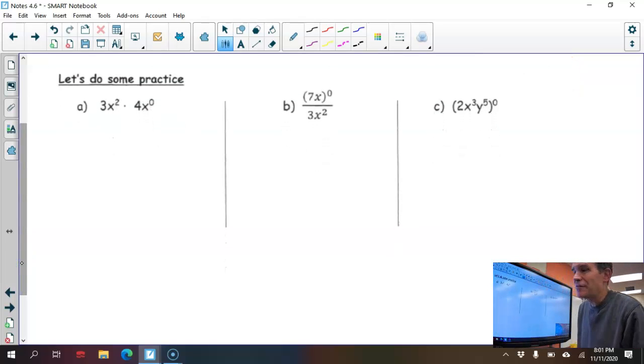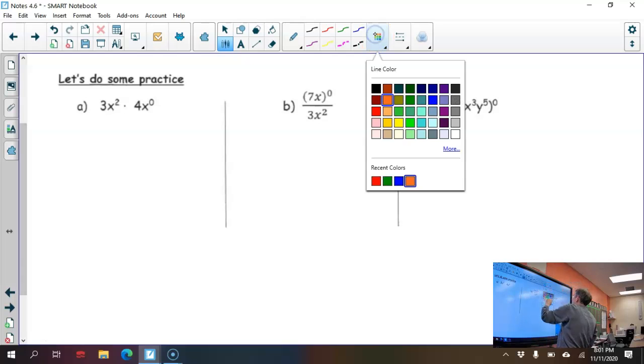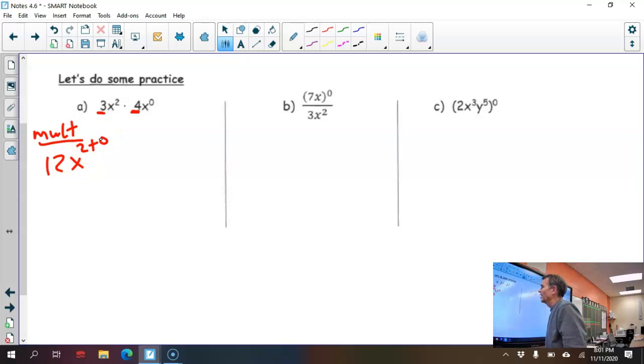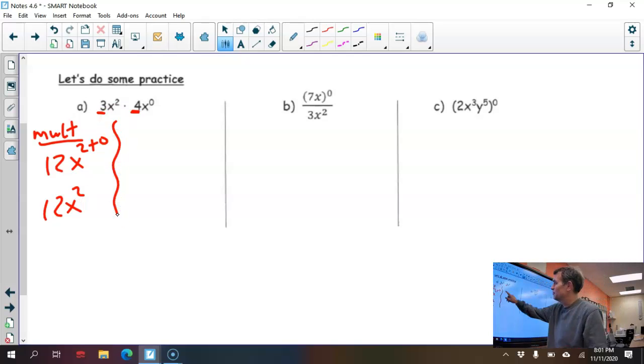So I'm going to do this two different ways. One way I'm going to do it is by the multiplying method. When you multiply the coefficients, but you add the exponents. Well, what is 2 plus 0? That's 2, right? So this is 12x to the second. Right, that's true. Multiply the coefficients, I get 12. Add the exponents, I get x to the second.